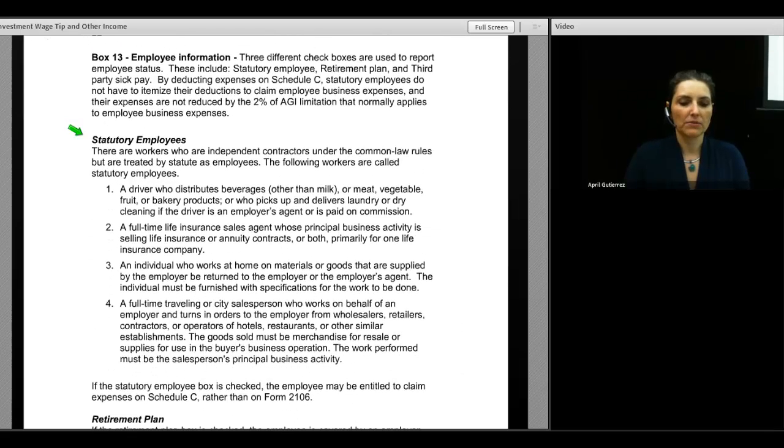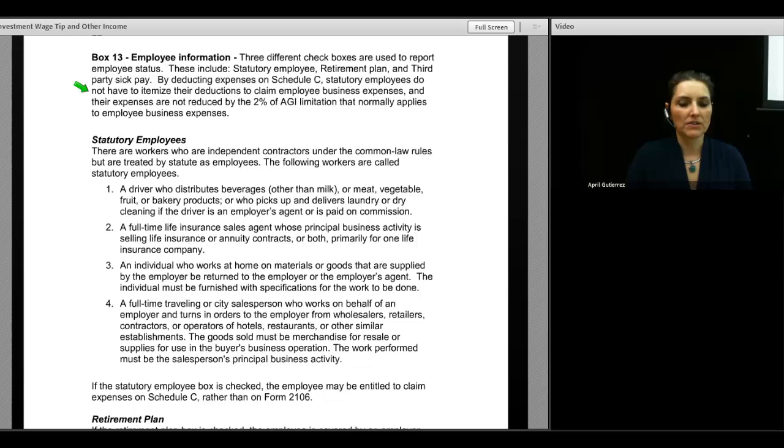Box 13 is employee information. The 3 different check boxes that I showed you just at the start when we were first looking at that W-2 included statutory employee, retirement plan, and third-party sick pay. And typically, people do get third-party sick pay all the time, and the unique thing that you'll see about a W-2 that has third-party sick pay is it usually doesn't have any Social Security or Medicare tax withheld on it. It's usually just got wages. I don't exactly know why. I've never researched that, but that's what I've observed.